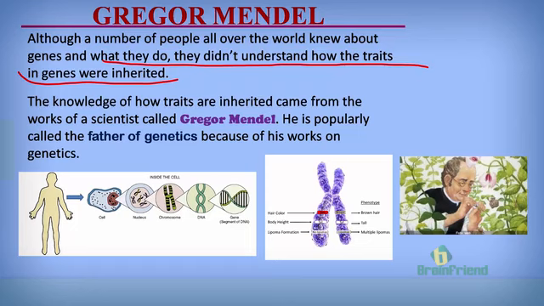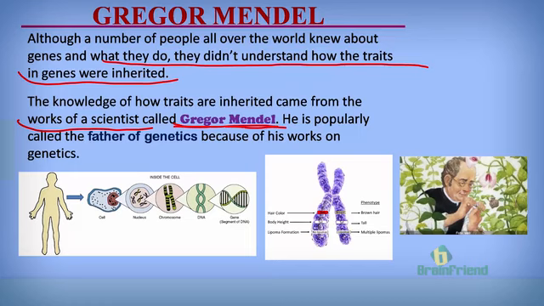So the knowledge of how genes are inherited from parents or how genes are passed on from one family generation to another came from the works of a scientist who is called Gregor Mendel. Can you pronounce that? That's the name of a person. He's a scientist, or he was a scientist. Gregor, that's the first name, and Mendel. So we have Gregor Mendel. You can call him Mendel for short.